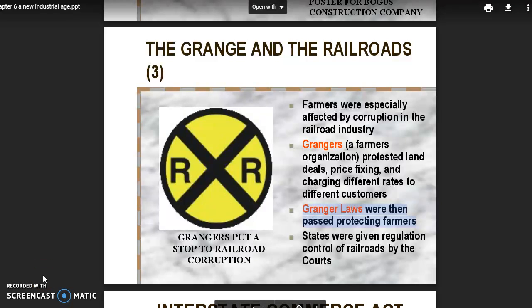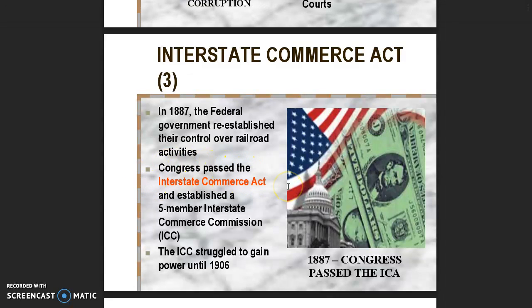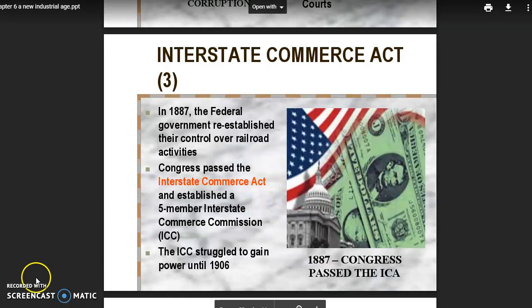Because the railroad was affecting farmers so negatively, the government had to step in. And for number 12, it's asking, how did Congress react to the issues with the railroad? You can say that Congress passed the Interstate Commerce Act. And they did this to help control the abuses by the railroad. Please write that down as well for number 12.